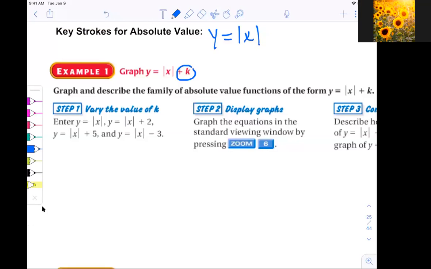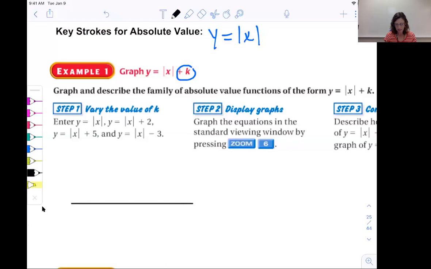A V? A V. Thank you, Gabby. So the graph should look like a V. Hopefully you were able to see the graph looking like a V as well. So the graph of an absolute value, y equals absolute value of x, is a V. The tip of the V is at 0, 0, which we know is the origin.